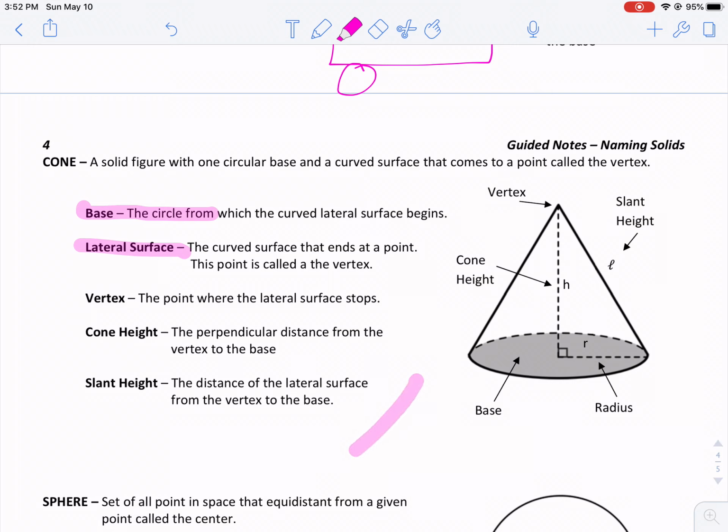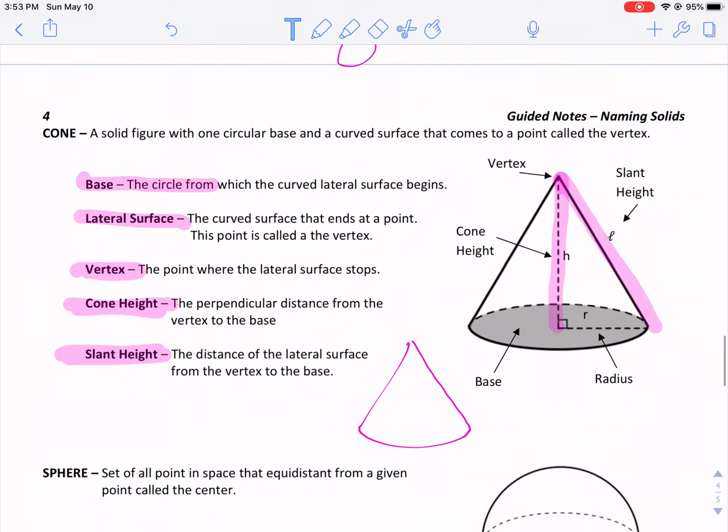If we laid it flat, it would look kind of like this. So almost like a triangle, except the bottom part of it is curved. Our top point is called the vertex. And just like a pyramid, we have the height of the cone and we have the slant height. The slant height is if we slid down the side from the top. The cone height is if we fell straight down from the top, perpendicular to the ground. That's what we need to know about our cone.